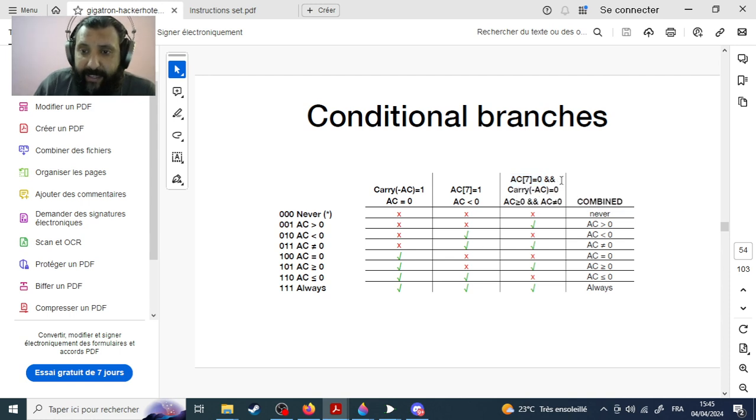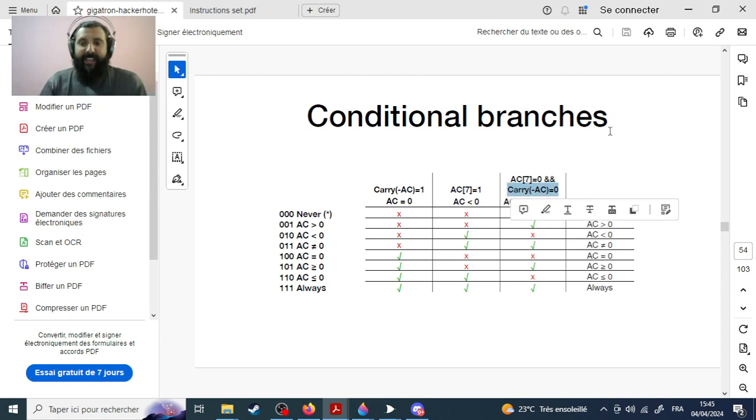Okay. And you have to add an AND to check if it is zero or not. If we have an AND here and we check the carry of minus IC should be equal to zero. If carry minus IC equals zero, it means that the value is not zero. Yes, it's not zero. We have two conditions. We have a positive or zero number, and we have the second condition, the value is not zero.